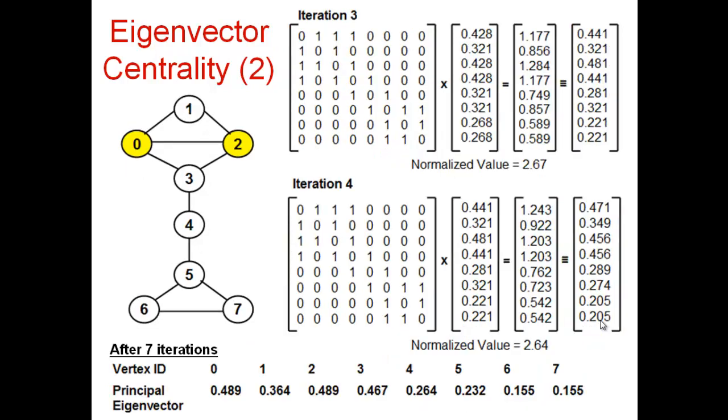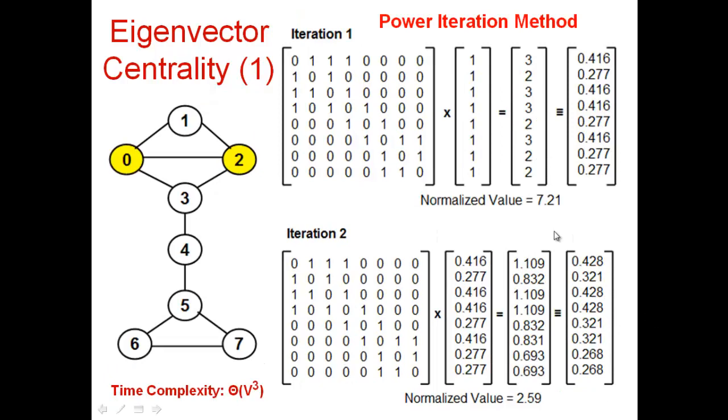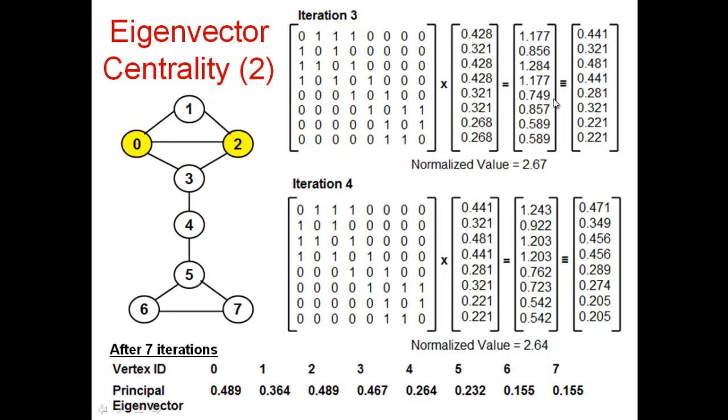Now we'll continue the iterations like this. In the next iteration we use this column vector as the argument and do the multiplication. The same rule for multiplication applies. The first row multiplied by the column gives 1.177. The second row multiplied by the column gives 0.856, and so on. Then again find the square root of the sum of the squares of these values, and you get 2.67. Divide each of these entries, 1.177 by 2.67, and you get 0.441 and so on.